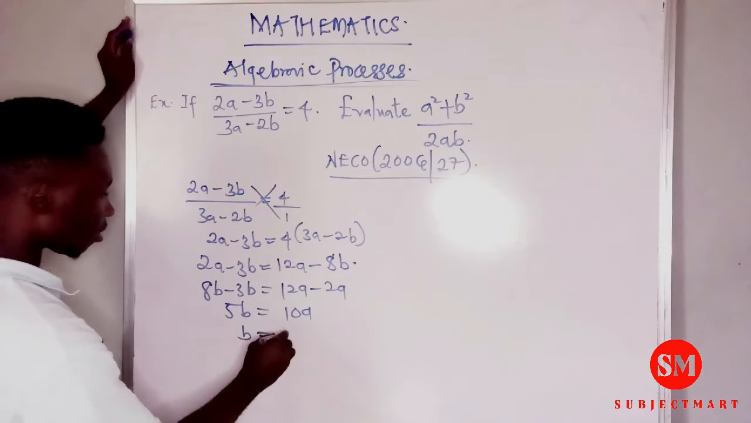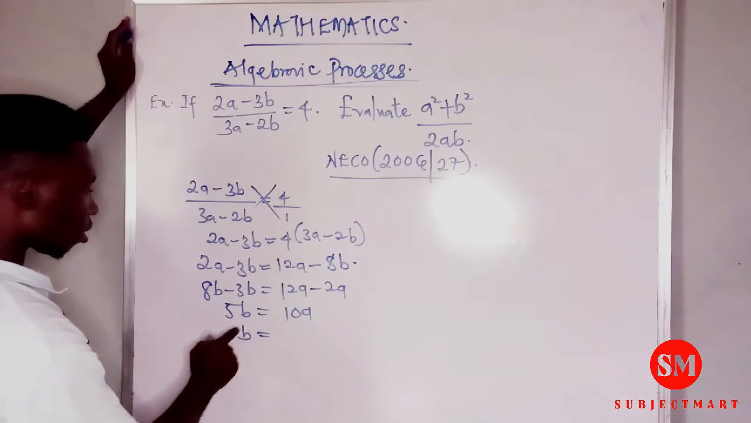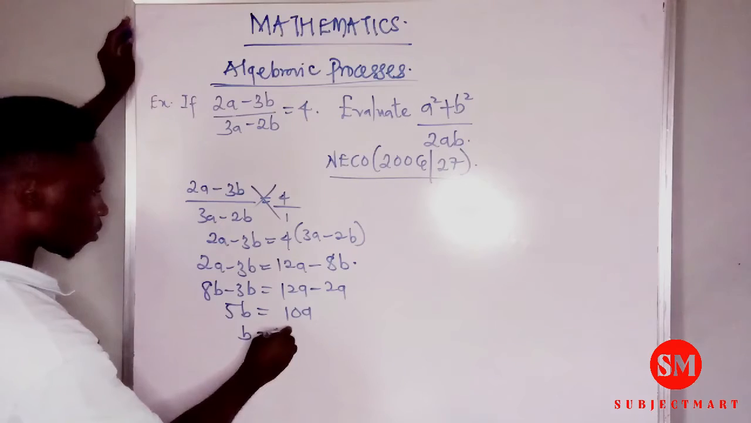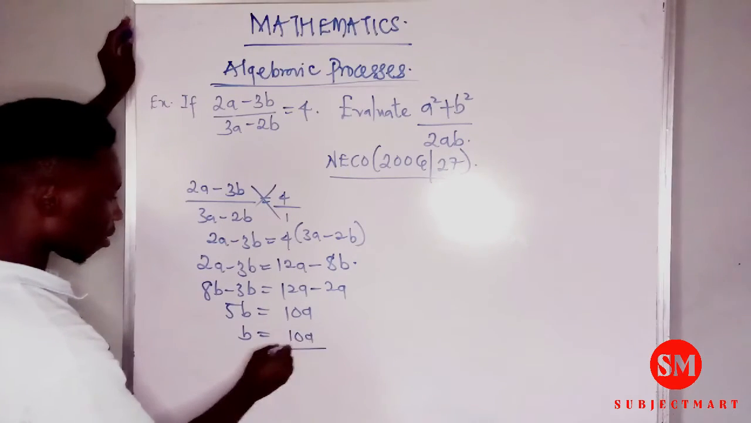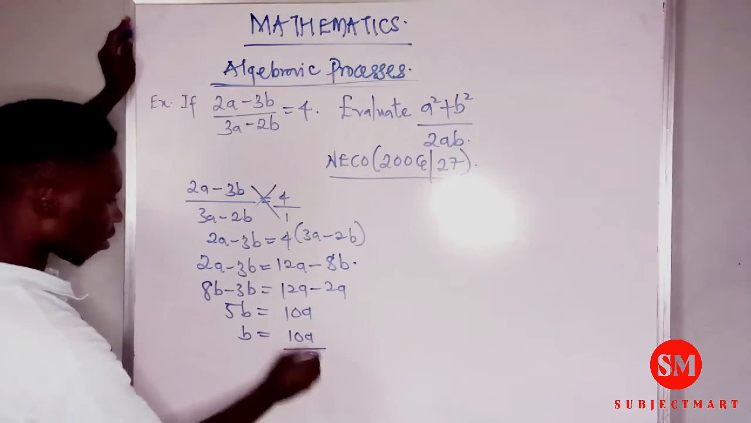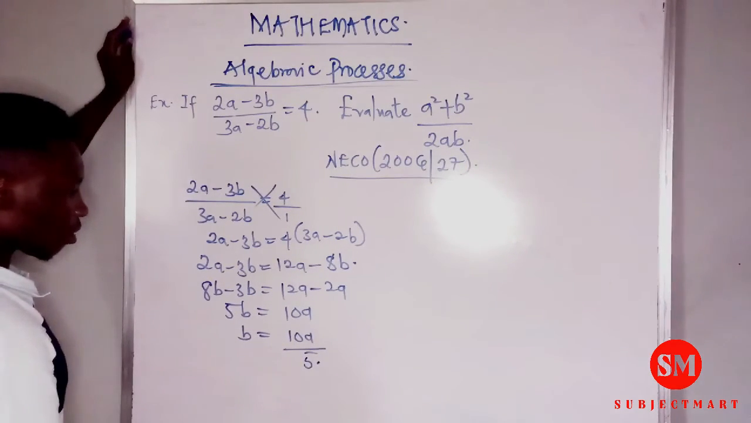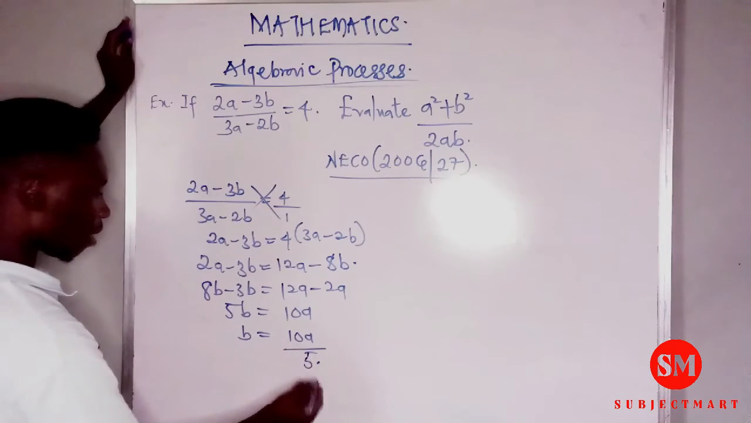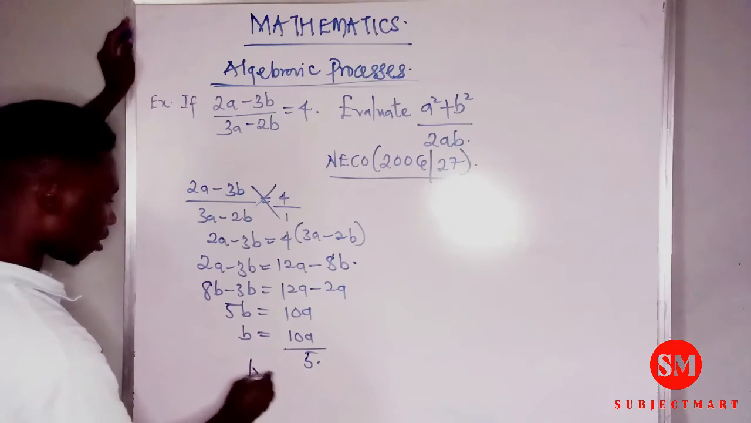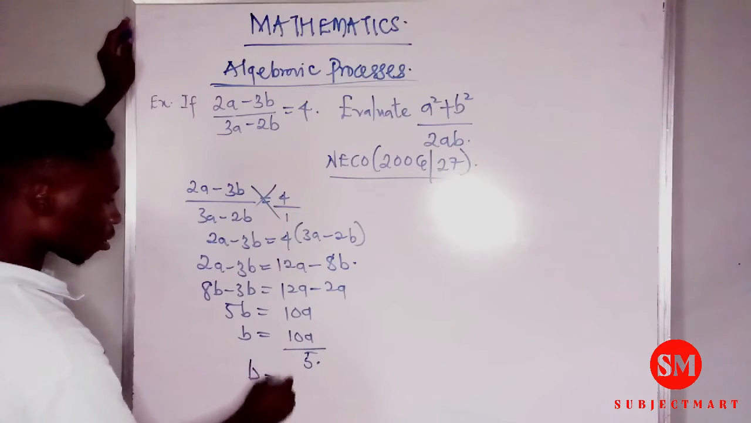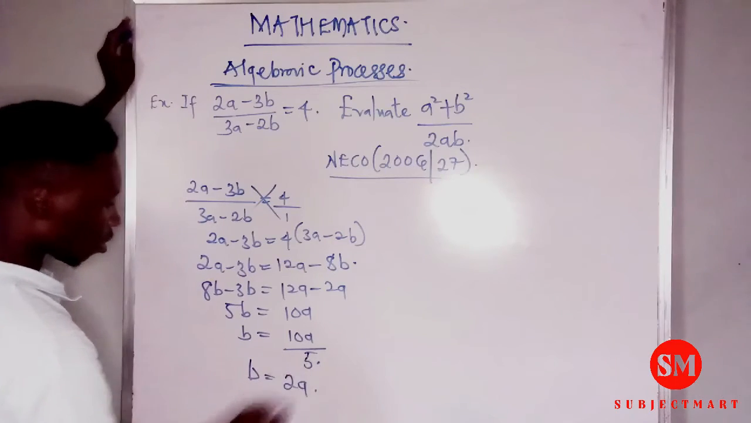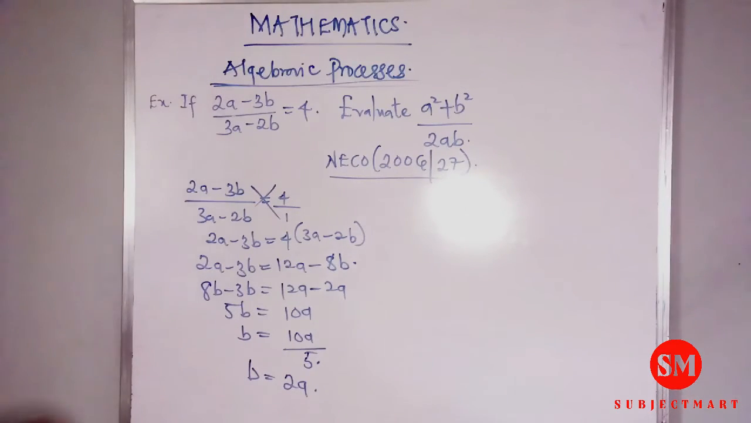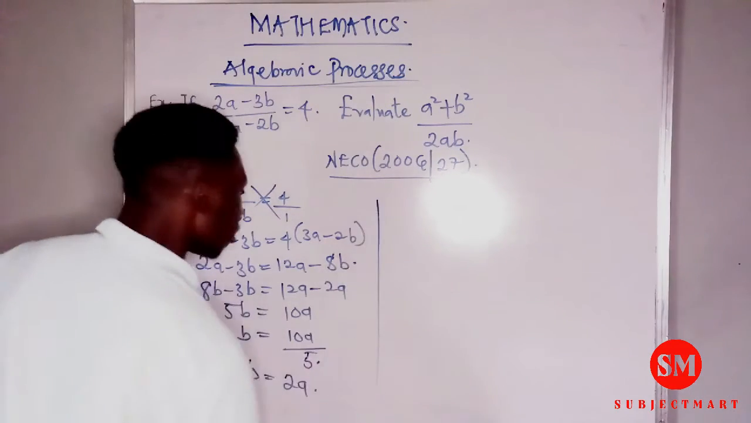So b here is equal to 10a over 5. Now, if b is 10a over 5, I can now bring my answer to be b here is equal to 2a. Now, since my b is equal to 2a, what did the question say?